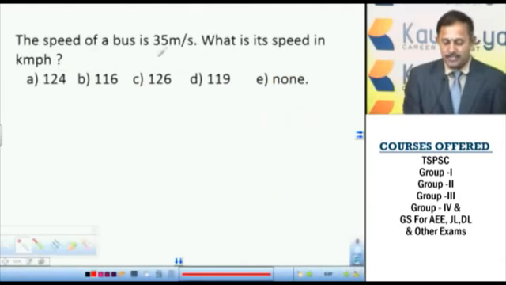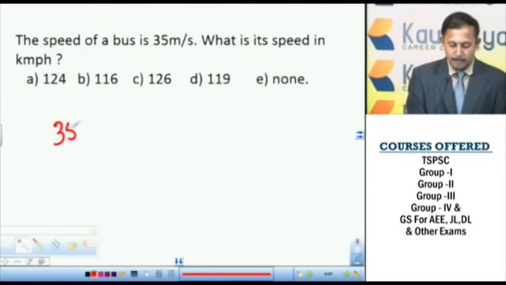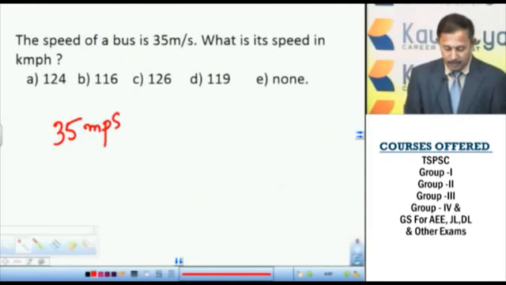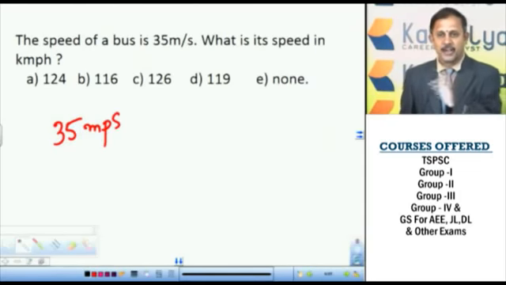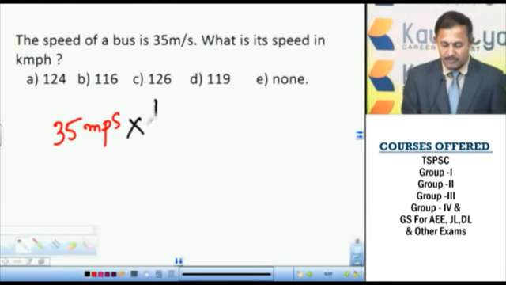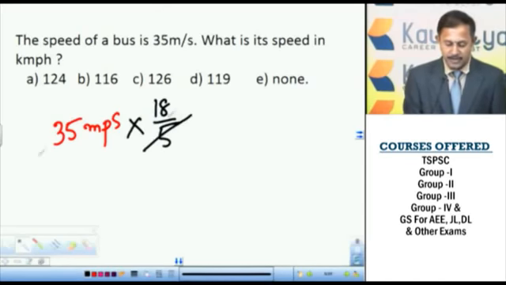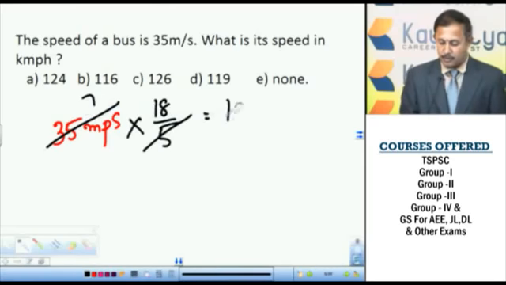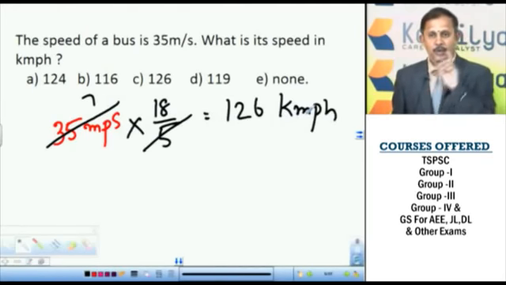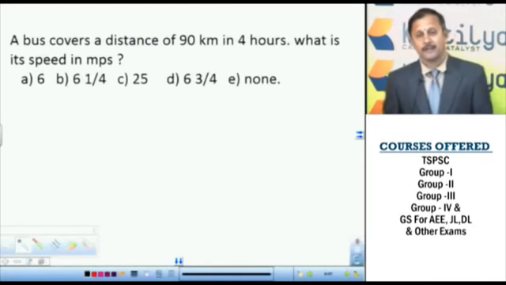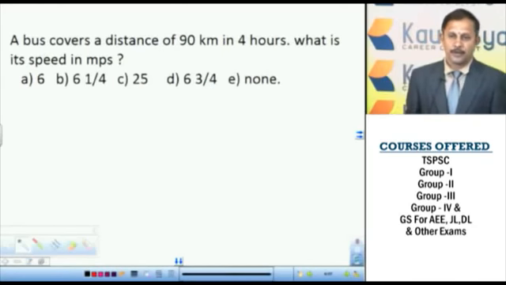Next, the speed of the bus is 35 meter per second, and you have to convert it into kilometer per hour. Friends, in order to convert the speed from meters per second to kilometer per hour, we have to make use of the fraction 18 by 5, and of course 5 gets cancelled. So this is equal to 126 kilometer per hour, or in other words, it can travel 126 kilometers in 1 hour. So like that we can convert the data from one unit to another unit.